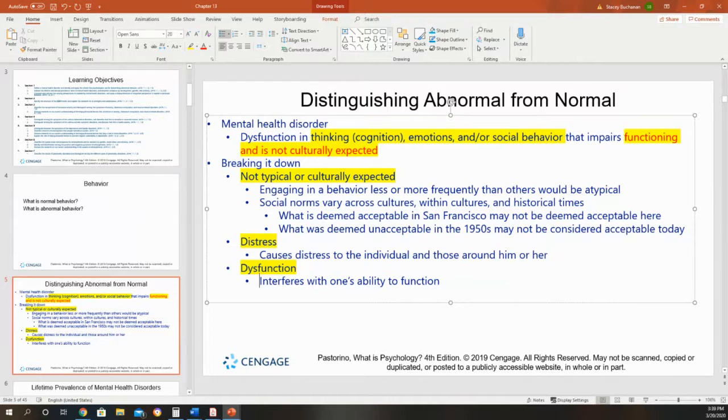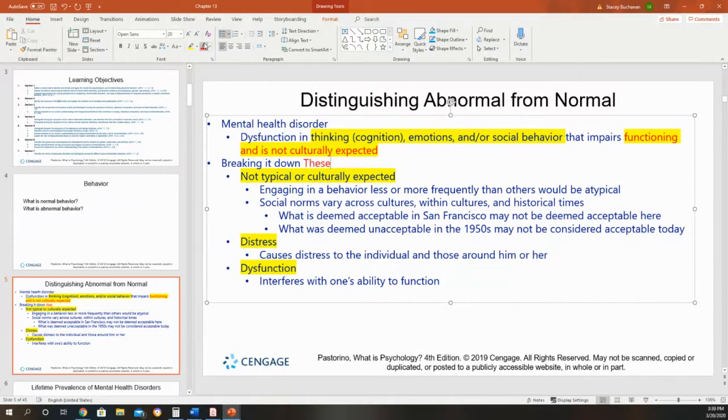They're like making sure that your stove is off 20 times before you can leave the house. That would obviously cause distress to them, but it would also cause distress to those around them as well. And then finally, dysfunction. So it interferes with their ability to function. So that might be like, does the behavior impair their ability to hold a job, go to school, or have close relationships with others?